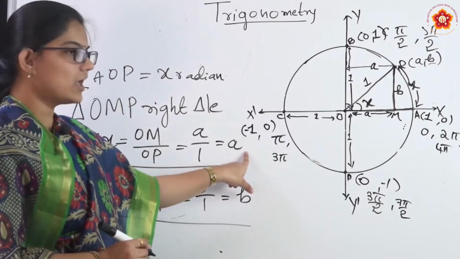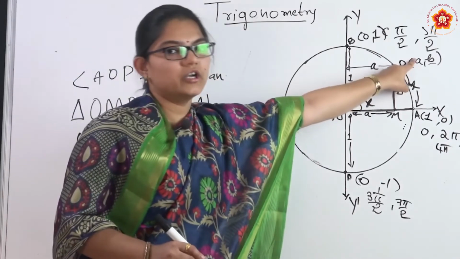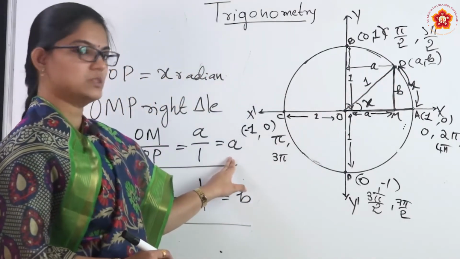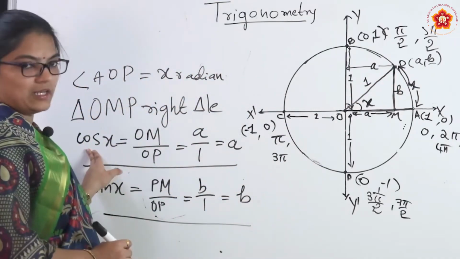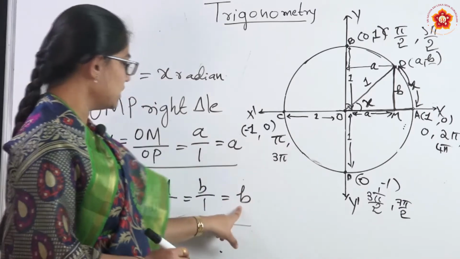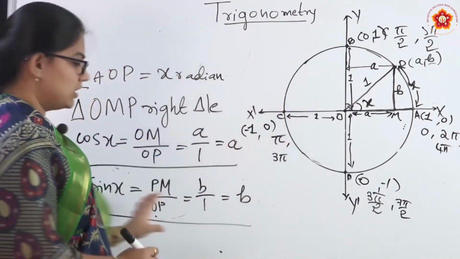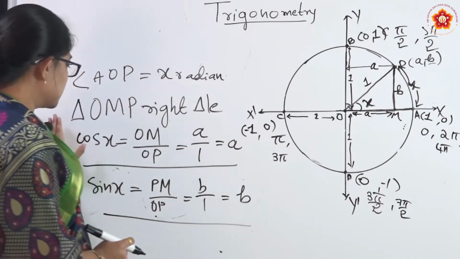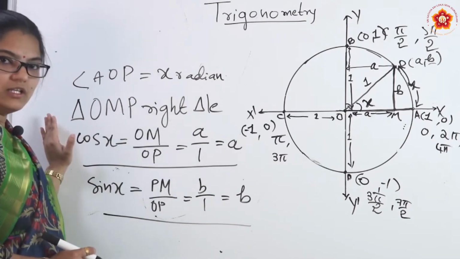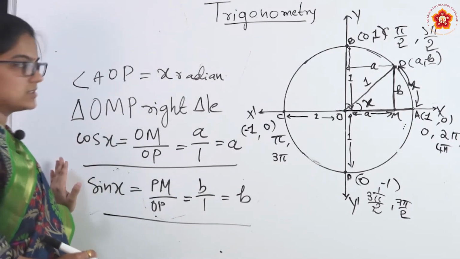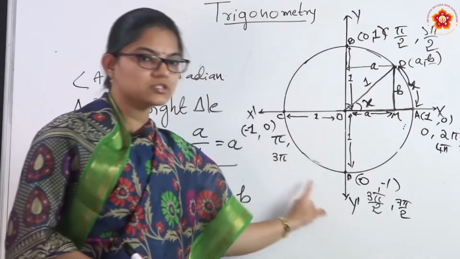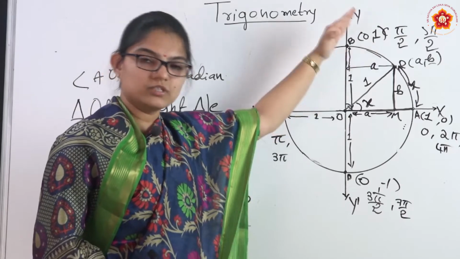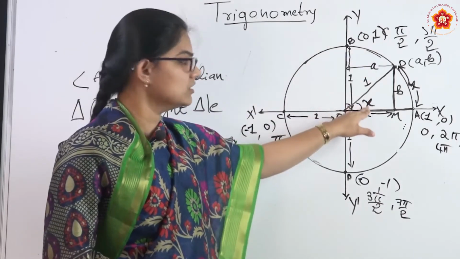But what is this A? A is nothing but the x coordinate of the point, correct? So A is the x coordinate of the point, which will give you the cos x value, and the y coordinate B of the point, right? It will give you the sin x value, okay? So it is possible to find the value of cos x and sin x by using the coordinates of the point with respect to its position, right? With respect to the position, we can find the angle.